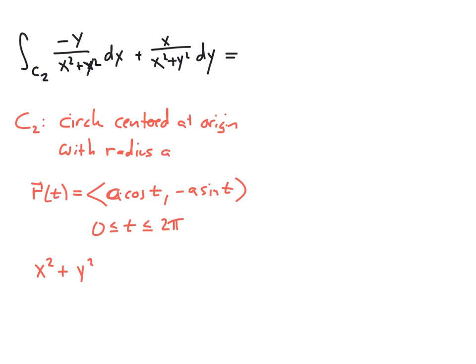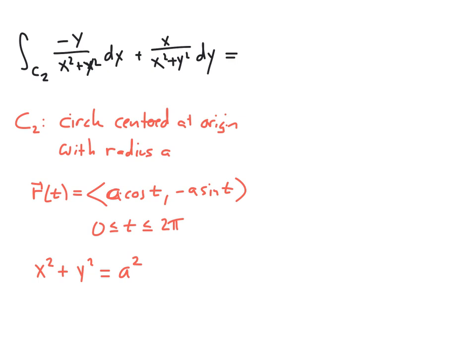Notice that x squared plus y squared is simply a squared. All right, we're going to have a squared cosine squared plus a squared sine squared. We can factor out the a squared, and of course cosine squared plus sine squared is equal to 1. So x squared plus y squared is going to equal a squared. That'll make our life a little bit easier as we compute this line integral.